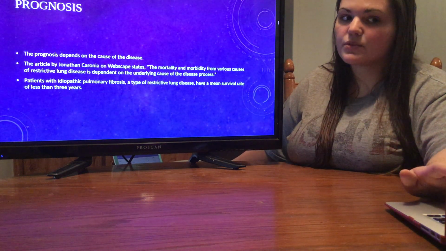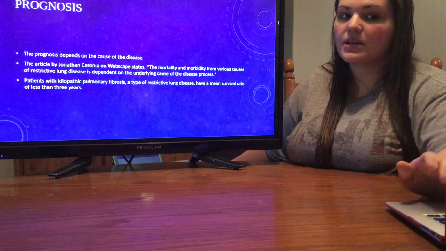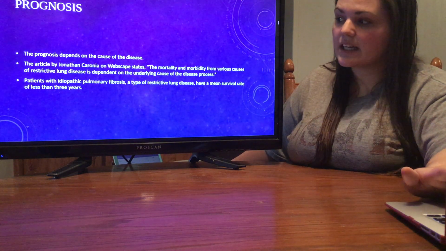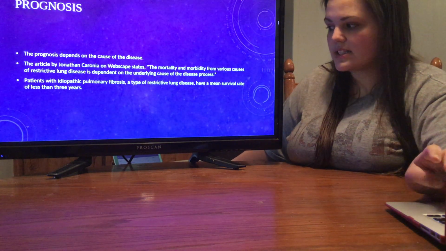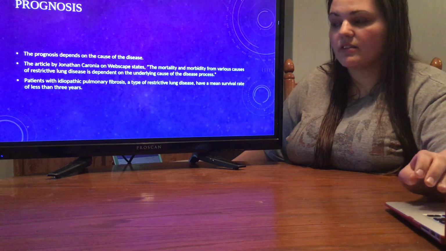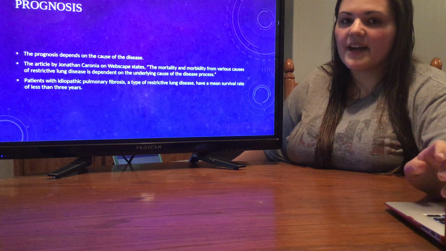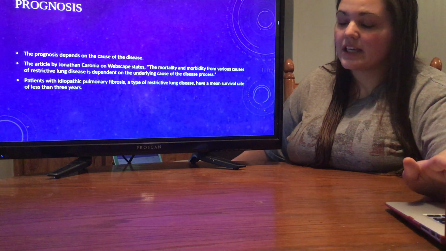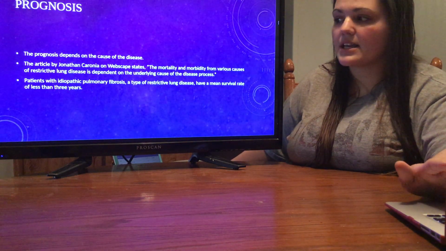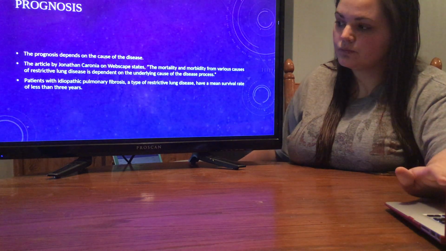Most often restrictive lung disease can be treated and the outcome is in good standing, but patients with idiopathic pulmonary fibrosis have a mean survival of less than 3 years, and that's if they don't get the transplant. If they get the transplant, their survival rate is much, much higher.